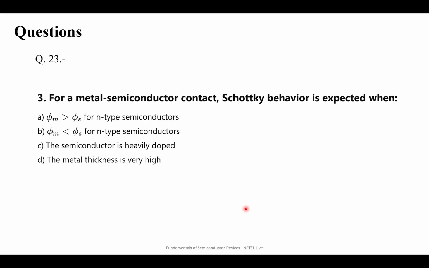So next question. For a metal-semiconductor contact, Schottky behavior is expected when phi m is greater than phi s for n-type semiconductors, phi m is less than phi s for n-type semiconductors, the semiconductor is heavily doped, the metal thickness is very high. So in which of these cases will you get a Schottky contact?